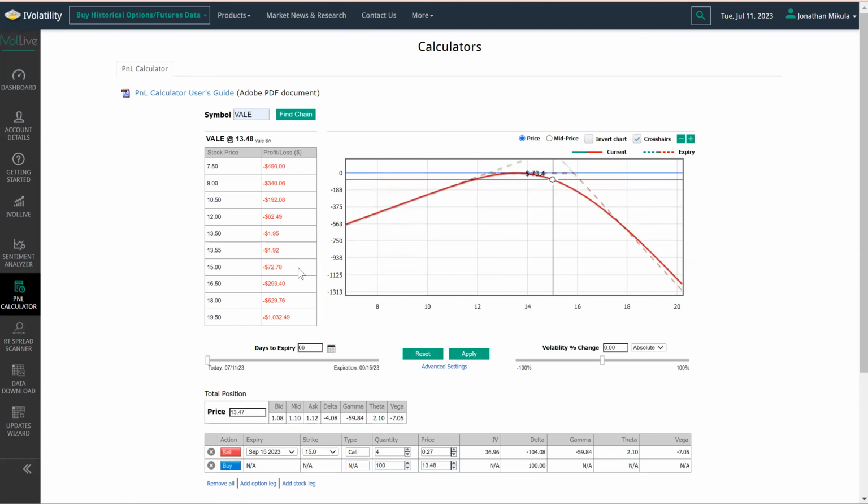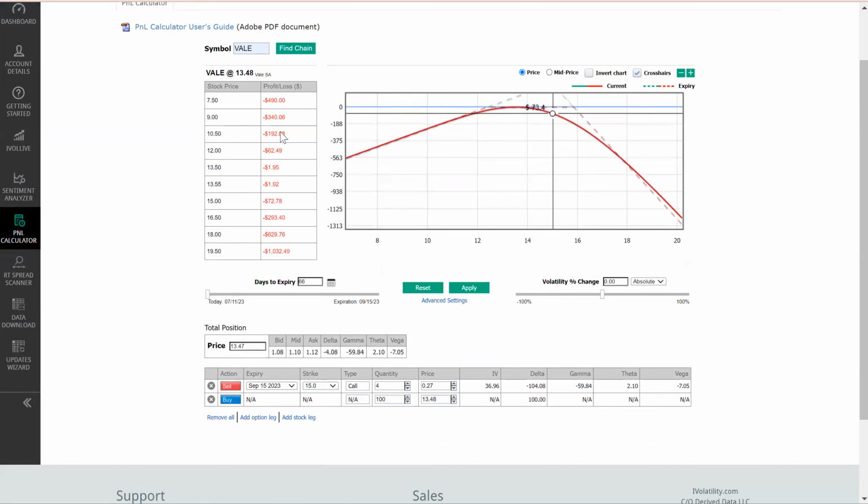The P&L calc is incredibly important. We're in this game to make money after all, and the P&L calc is superb at telling us our risk versus our reward.